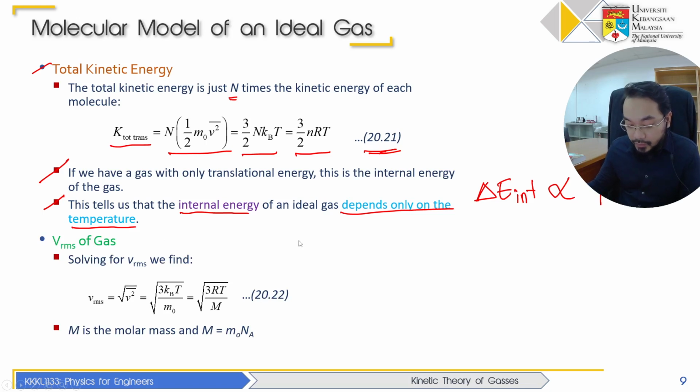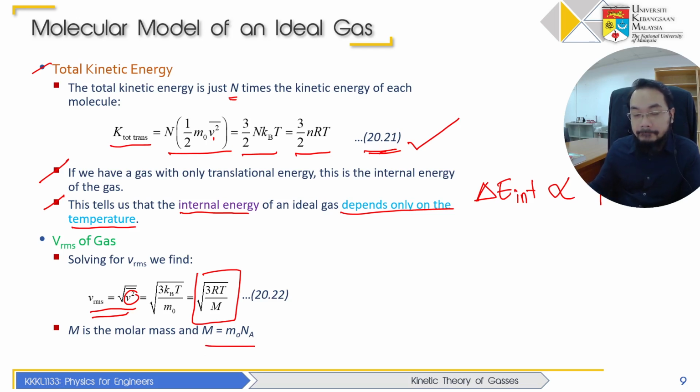Speaking of small v, which is the velocity of the atoms or molecules, we can find the root mean square, the RMS value of the velocity. We can just simply apply the root mean square, make v the subject from this equation, and then do some algebra and we get this, the final one. Whereby capital M is the molar mass, and molar mass is equal to mass times Avogadro number.